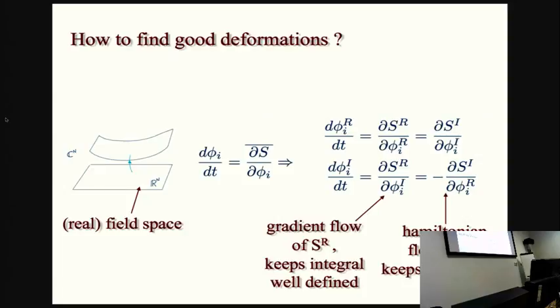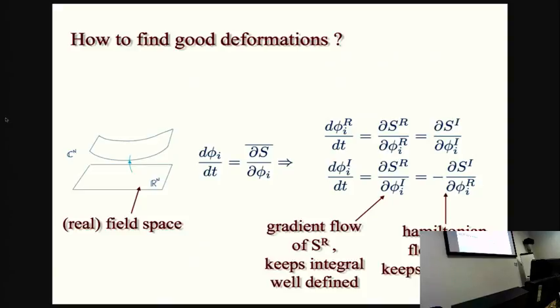So first of all, I have to find a contour such that the integral is the same, so I don't cross any poles at infinity. The other, I would like to have the integral over this contour to be easier, to have a milder sign problem than the original one. So one way of choosing this is the following.